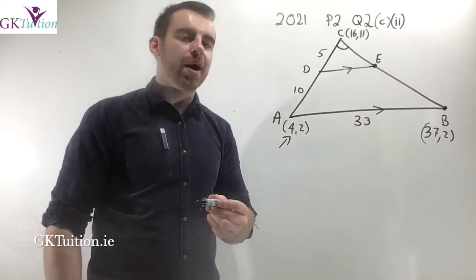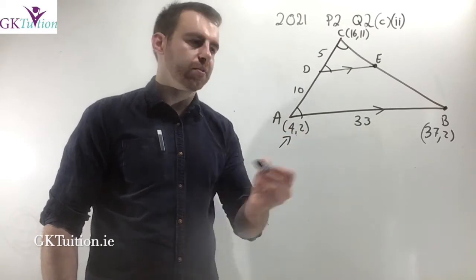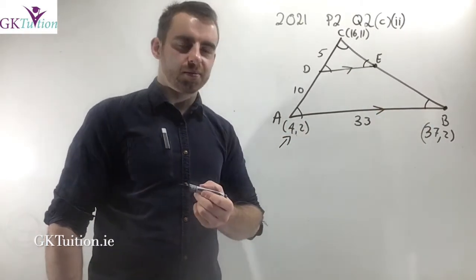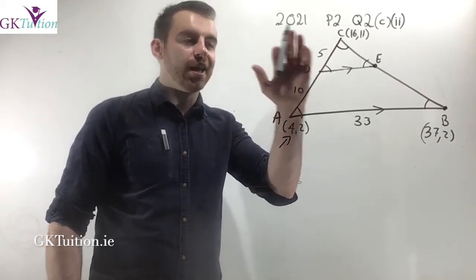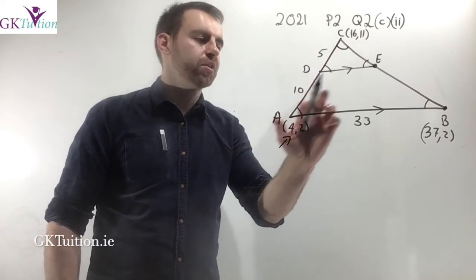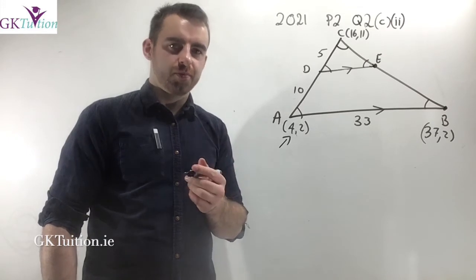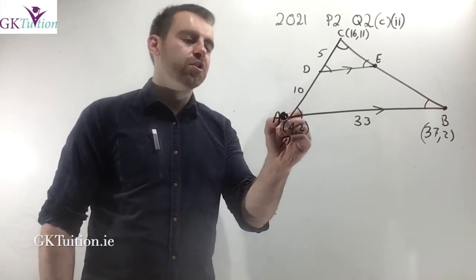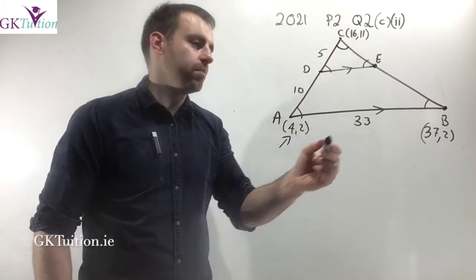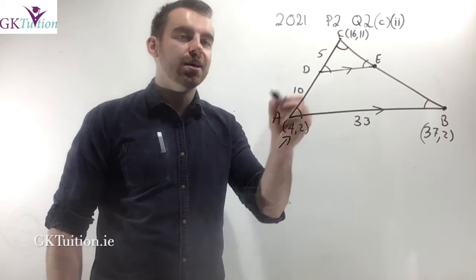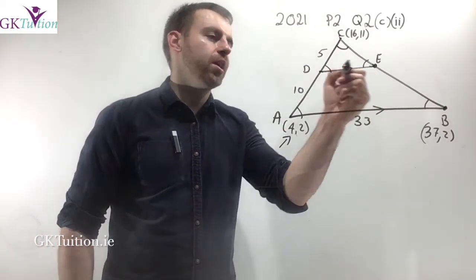Since DE and AB are parallel, then this angle and this angle are corresponding angles. This angle and this angle are corresponding angles. So all the angles in the small triangle CDE are equal to those in the triangle CAB. That means that the sides of the triangles are proportional to each other. At the start of the question, it told me the ratio of AD to DC was 2:1. So that tells me that the ratio of BE to EC is also 2:1. I'm going to use that fact now to work out E.